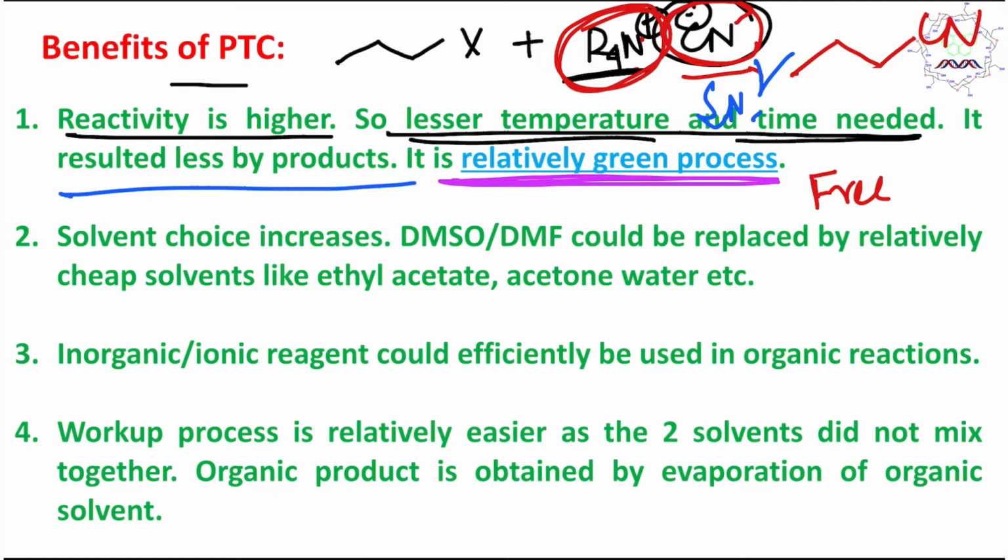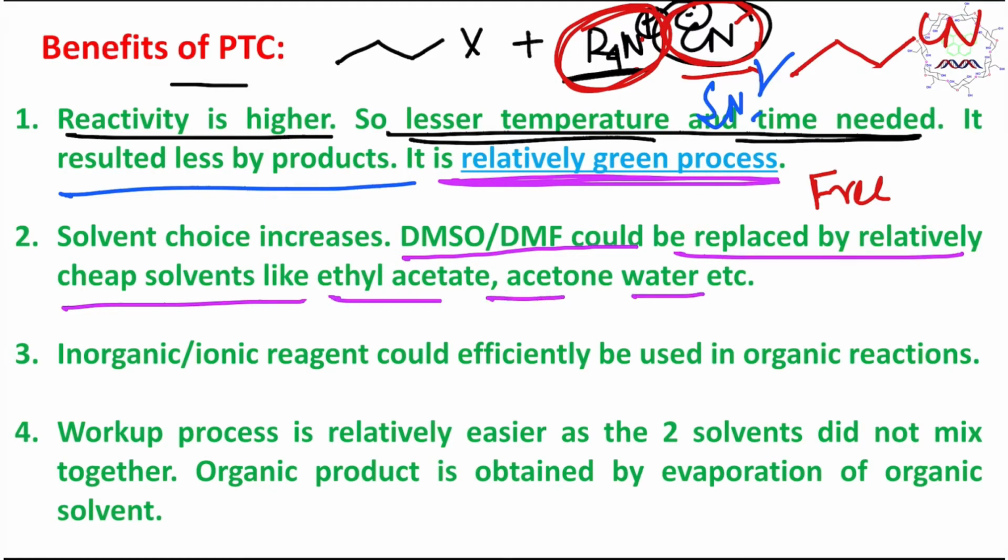Second, solvent choice increases. For example, DMSO or DMF, such highly polar, high boiling solvents could be replaced by relatively cheaper solvents like ethyl acetate, acetone or water. And by the way, in this case, ethyl acetate and water are not miscible. Students, please don't get confused. Remember one statement: acetone and water are highly miscible together. So this concept is applicable for the ethyl acetate and water mixture. And since we are using water, you can consider it the most benign reagent, so that is another advantage of this process.